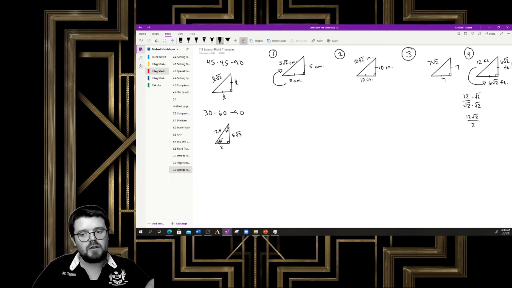So again, if you need a little bit of practice on simplifying the radicals, go back to units 1 and 2 and look at those videos.